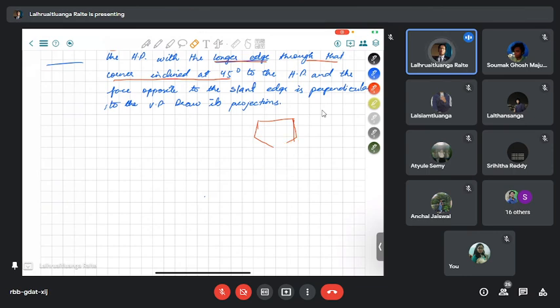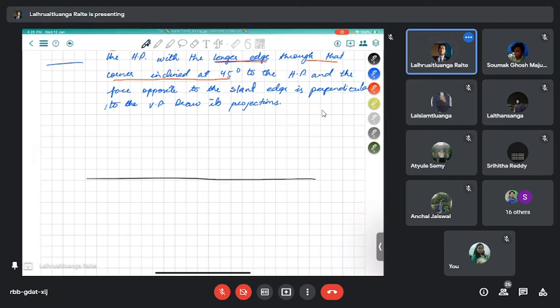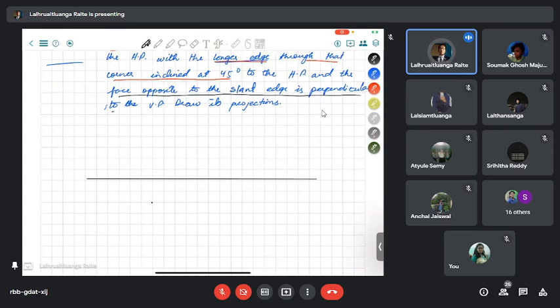We are going to make it, as it is resting on the HP, we are going to first make it like this. The corner is on this side, and the corner opposite to that, the face opposite to that slant edge is perpendicular to the VP, right? So we are going to have a face, or from the top view, a side which is going to be perpendicular to the VP. So it will be perpendicular like this, and it goes like that.